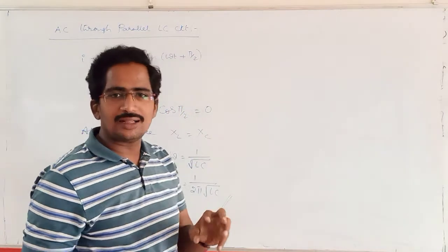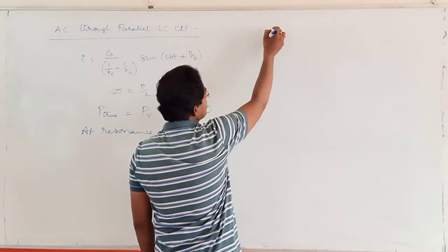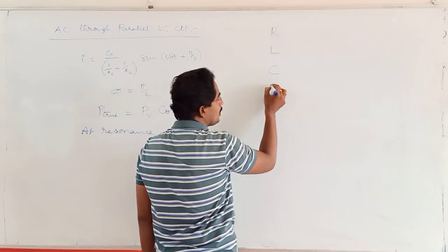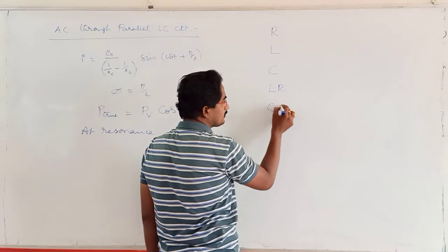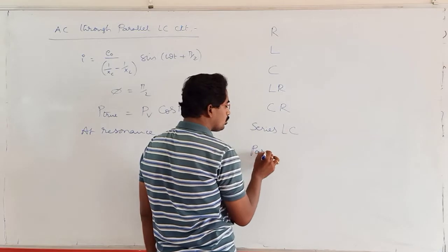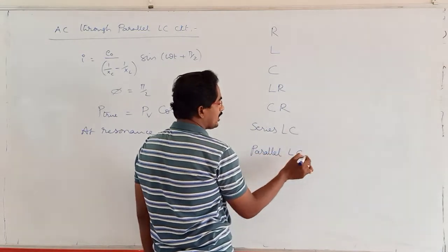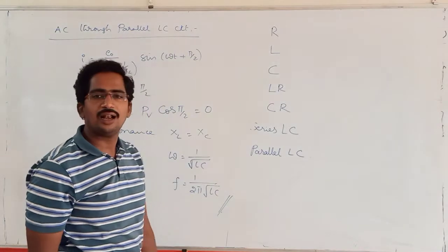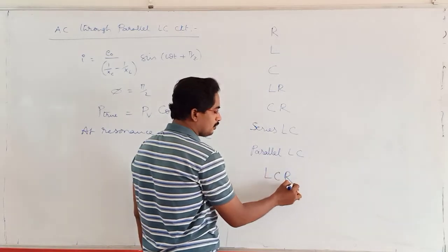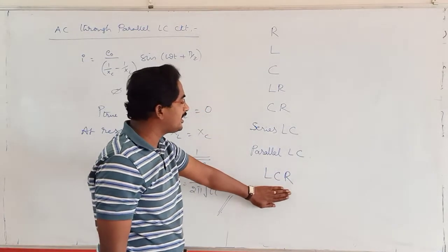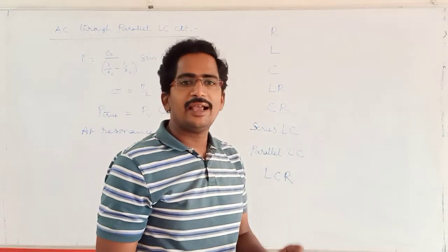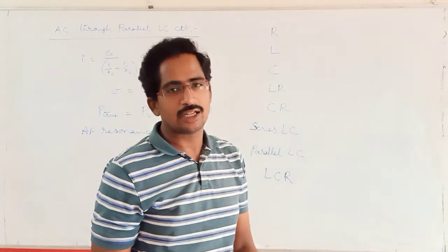Till now, what are the circuits we completed? AC through resistor over, AC through inductor, AC through capacitor, LR, CR, series LC circuit over, parallel LC circuit over. These are all completed. One and only remaining circuit is LCR. That circuit we are going to discuss now: AC through LCR circuit.